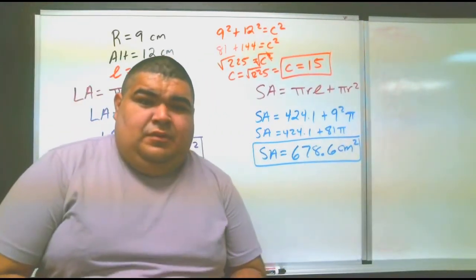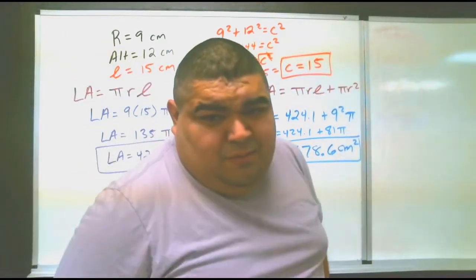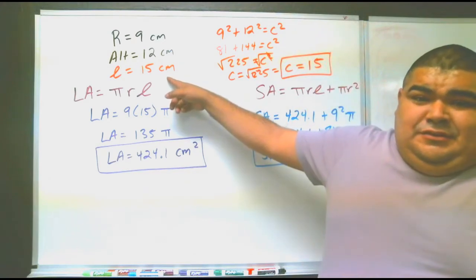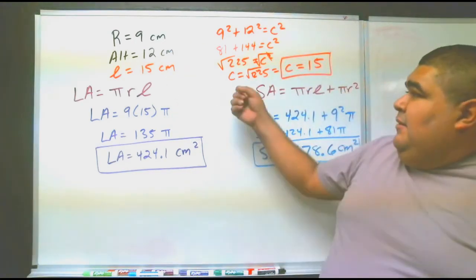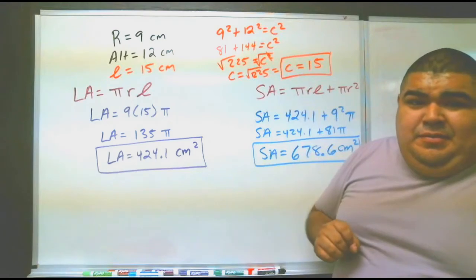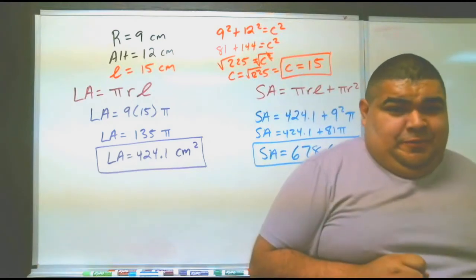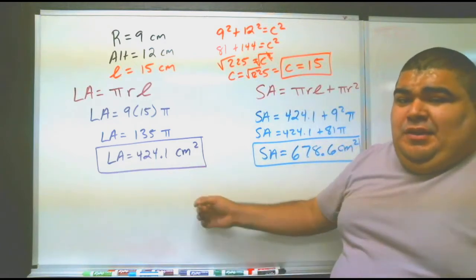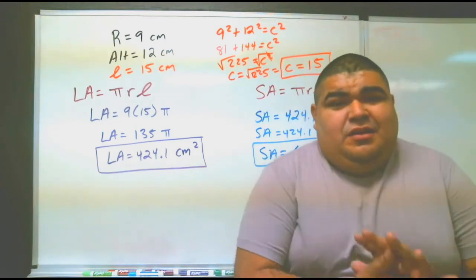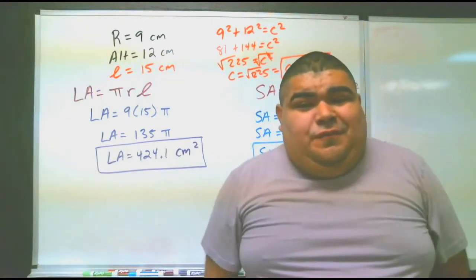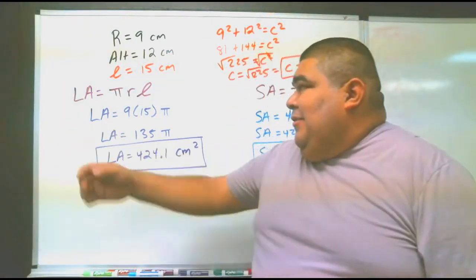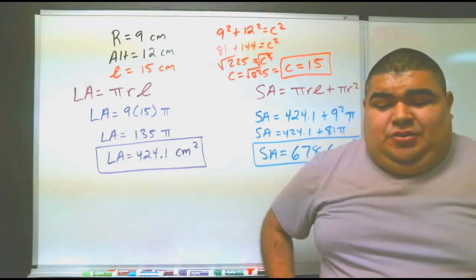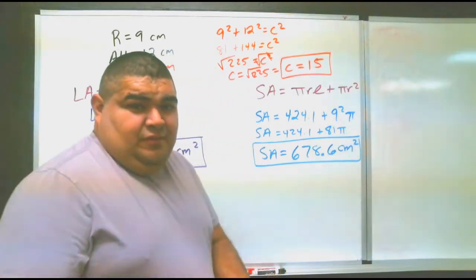That's it. Okay? Remember, you have to find the slanted height first, using the Pythagorean Theorem, a squared plus b squared equals c squared. Then you plug it in for your lateral area. Once you solve lateral area, we solve for surface area, which our objective was to solve for a cone's lateral area and surface area, okay? All right, guys, make sure you copy it all down.